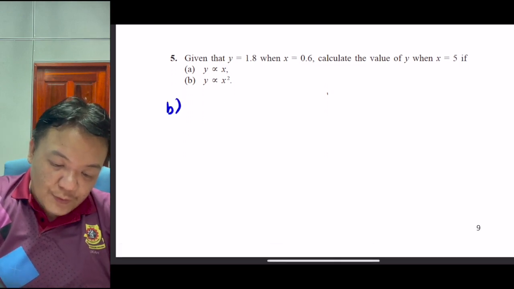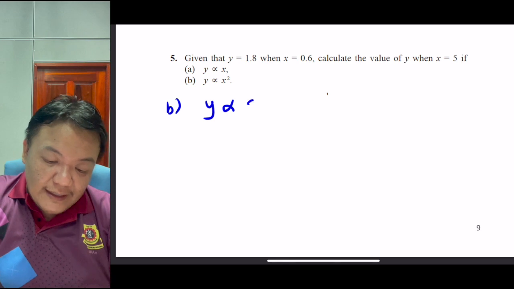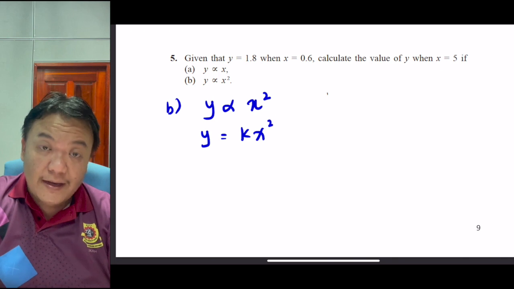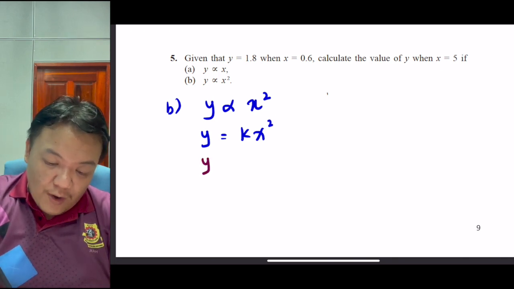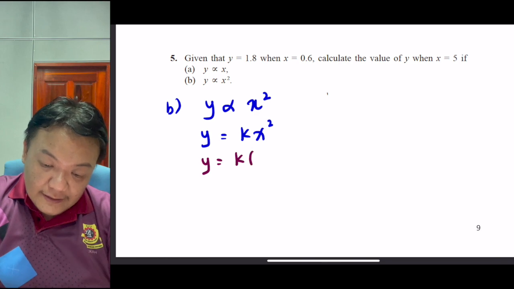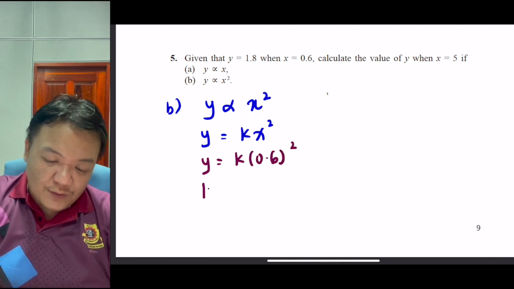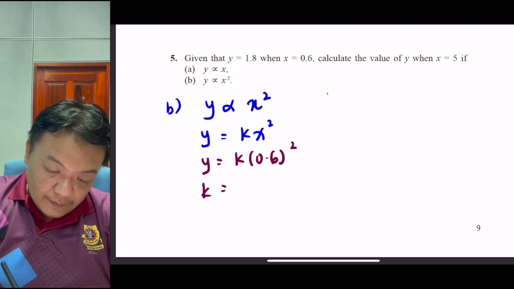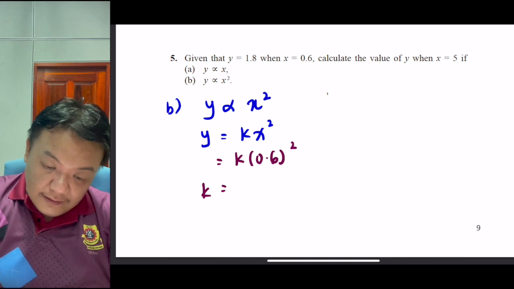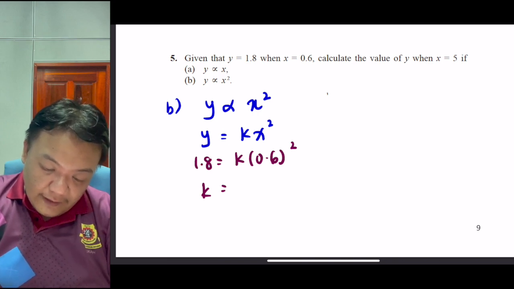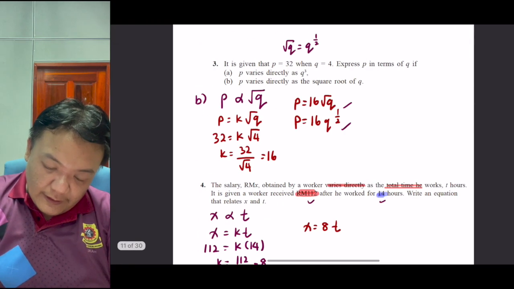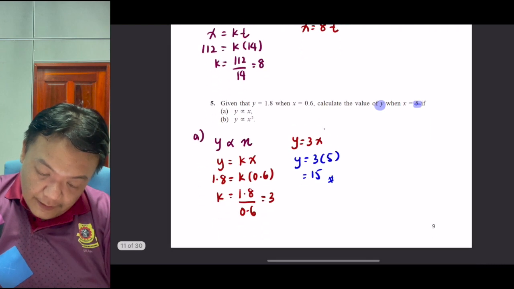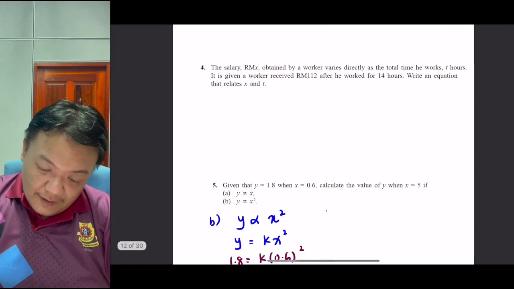Okay, B. So you have y varies directly as x squared, and then you have y is equals to kx squared. Same as before. So y is equals to k times 0.6 squared. So k is equals to, y is 1.8. I think it's the same value, right? 1.8 divided by 0.6 squared. It's the same. Oh no, sorry, it's not the same.